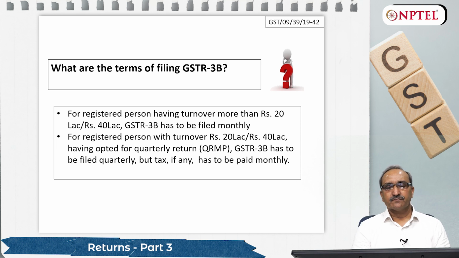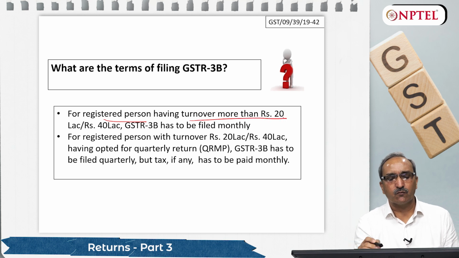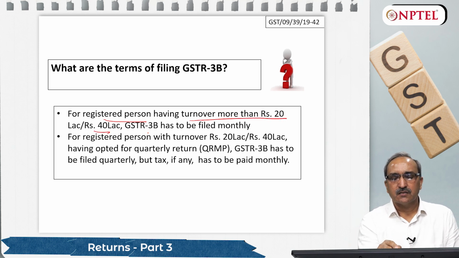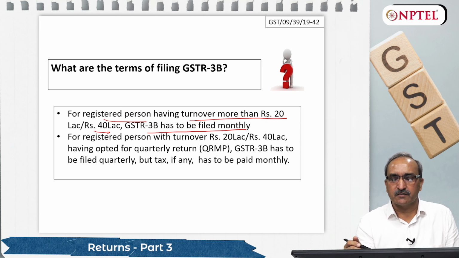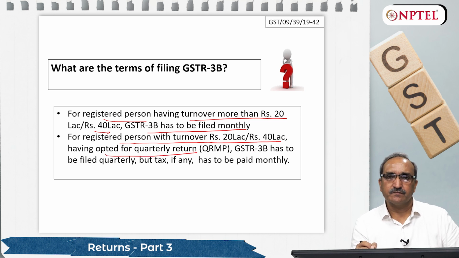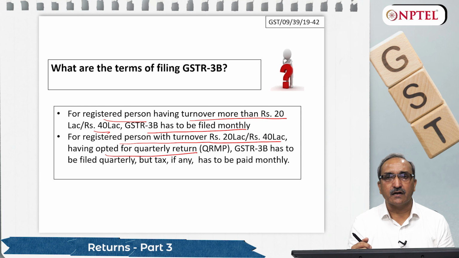So friends, when we are filing 3B, a registered person having turnover more than 20 lakh rupees or 40 lakh rupees, 3B has to be filed on monthly basis. It is a monthly statement, monthly summary, monthly return we have to file. A registered person with turnover up to 20 lakh rupees having opted for quarterly return, this is the option given to the businessman if he wants to file quarterly return also.